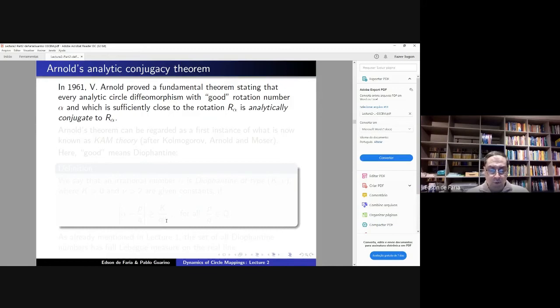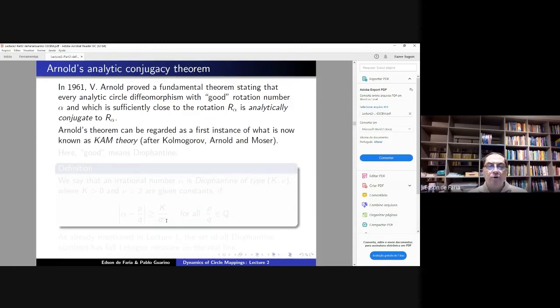So he proved a theorem which states, in very vague terms, that every analytic circle diffeomorphism that has a good rotation number, I'll tell you what this means in a moment, and which is sufficiently close to the rotation R alpha, is actually analytic conjugate to R alpha, where alpha is the rotation number of the diffeo. So you have a result here that gives you this analytic rigidity, okay? But the map that you start with has to be close to a rotation from the beginning, okay? Now, Arnold's theorem is actually what we call a baby version of what is now known as the KAM theorem.